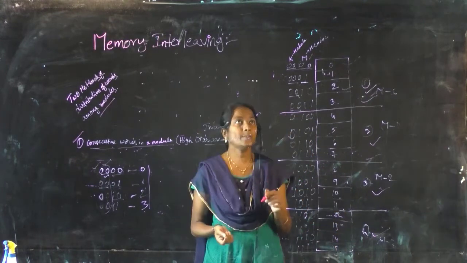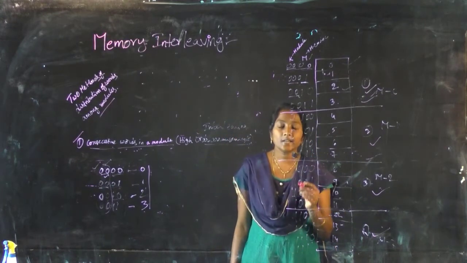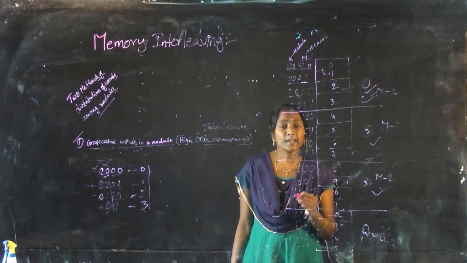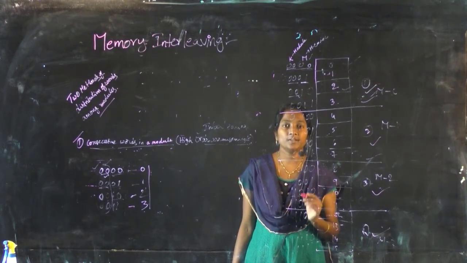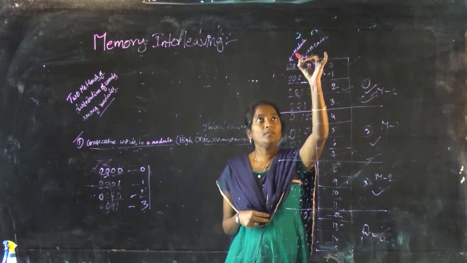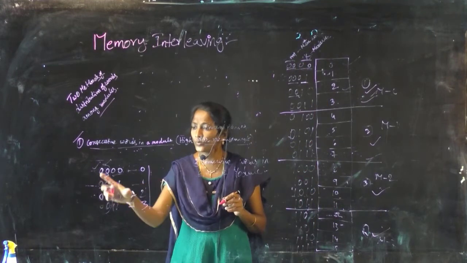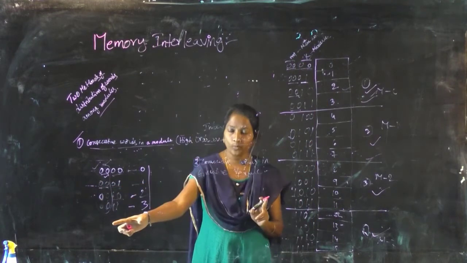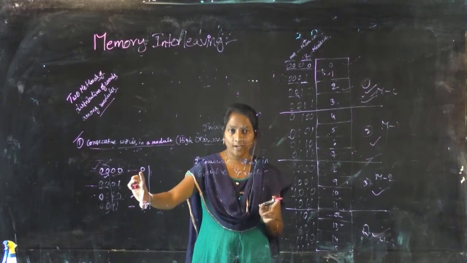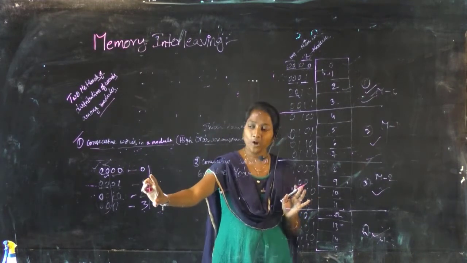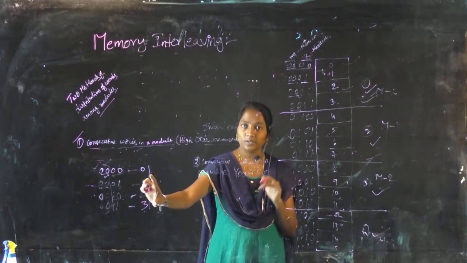Okay, next coming to the second case, consecutive words in consecutive modules. See, it will be reversed. In this first case, the processor can access only one module and 4 elements only. Those 4 elements will be copied from main memory to cache memory.